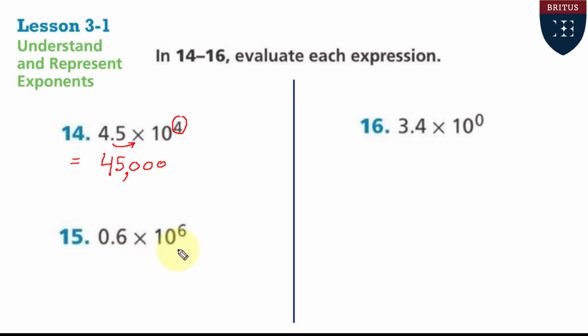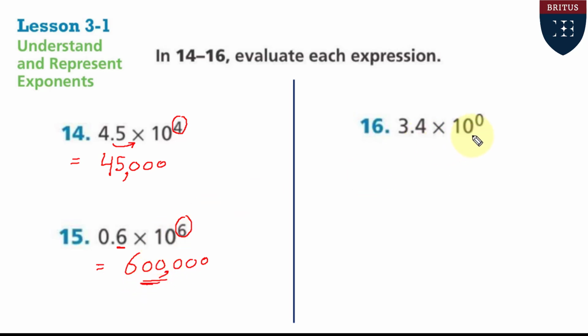0.6 times 10 raised to the power 6. I will move the decimal point to the right 6 digits. We have 1 digit, so you have to insert 5 zeros. So we get 6, then 1, 2, 3, 4, 5. Now we have 600,000.